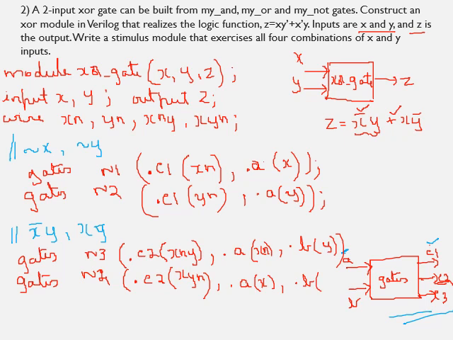Comma dot b yn, that is xy bar. So this is x bar y is found here, and x bar y also is realized. Now the last expression is x bar y plus xy bar.